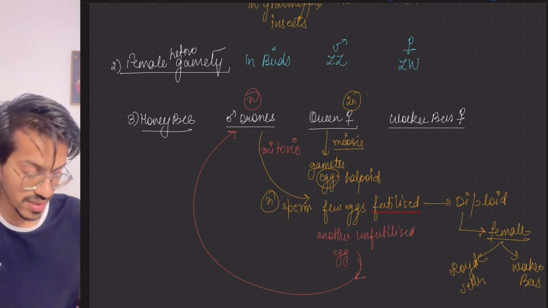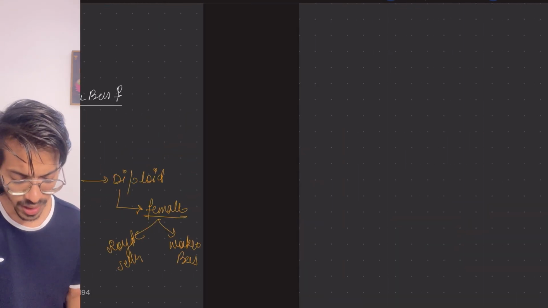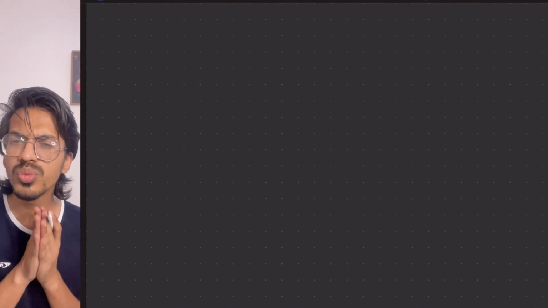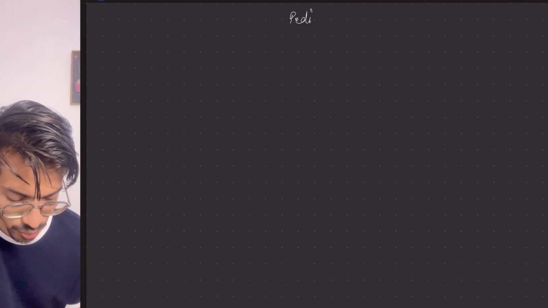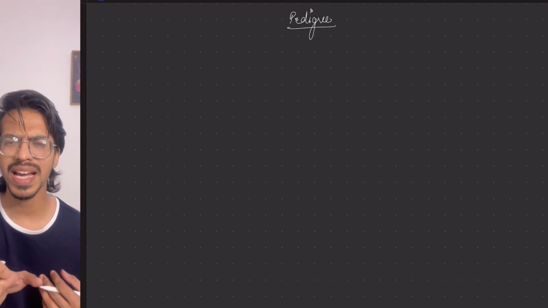After sex determination, the next topic is mutation. If we are talking about mutation, it tells us that certain gene defects occur and disorders result. Now how do we tackle this? We can learn about this with the help of pedigree analysis. In pedigree analysis, we put forward certain signs and symbols.